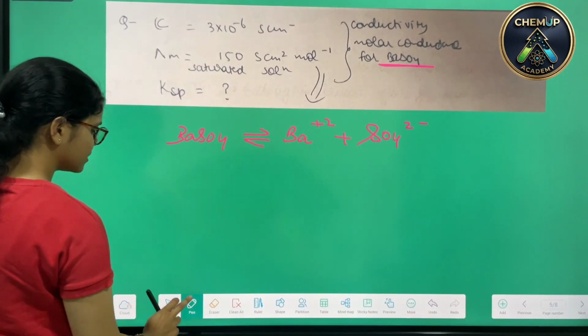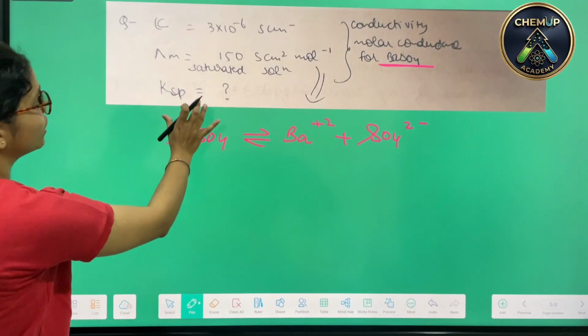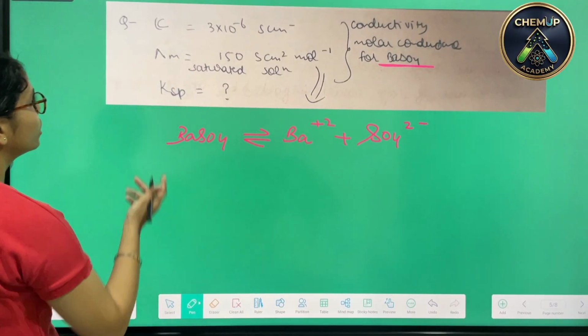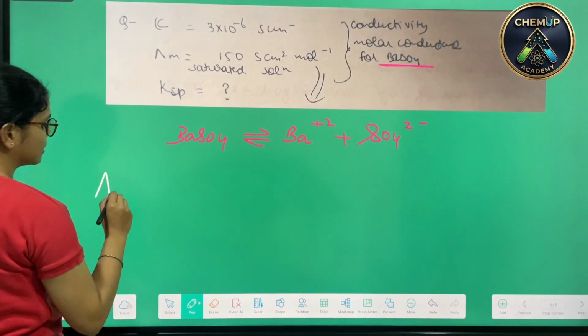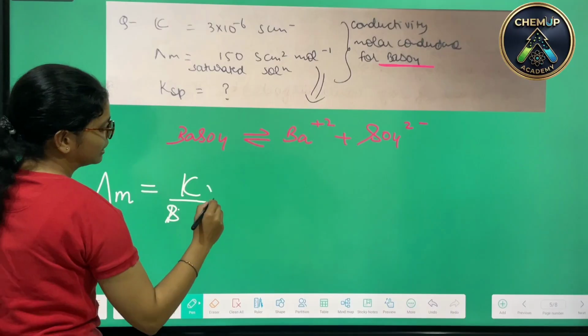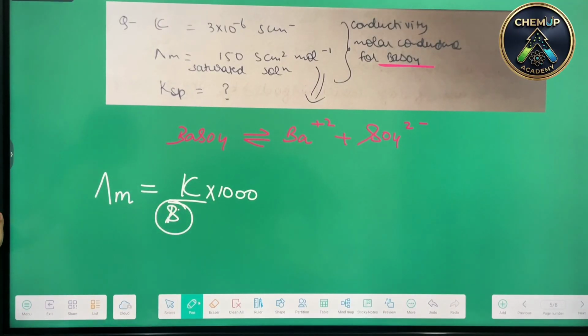Things should go like this. Therefore, how can we solve it? We can say that you need to calculate the KSP. In order to calculate the KSP, again the same things are to be followed. Conductivity, molar conductance, like we have this, kappa upon the solubility into 1000. From here we shall first be calculating the solubility.